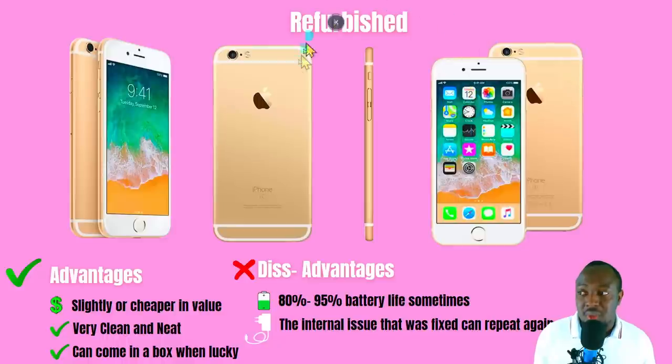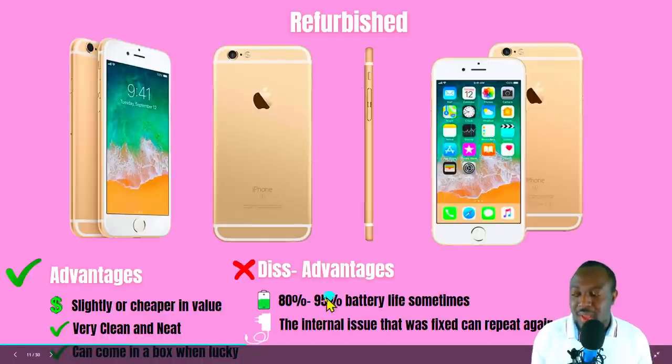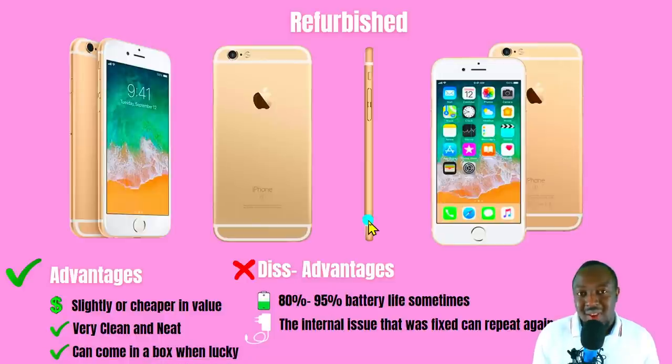So if you are going to buy, look for refurbished phones too. The price is slightly cheaper. It's close to new, very clean and neat. It looks like the new ones. It comes in a box with all the accessories, if you are really lucky. If you are not so lucky, the battery will be at 80 to 95%, and 100% sometimes, but that shouldn't affect much. The only disadvantage is that if the phone had an intermittent issue, even after the fix, it might occur again, but chances are it's really slight.